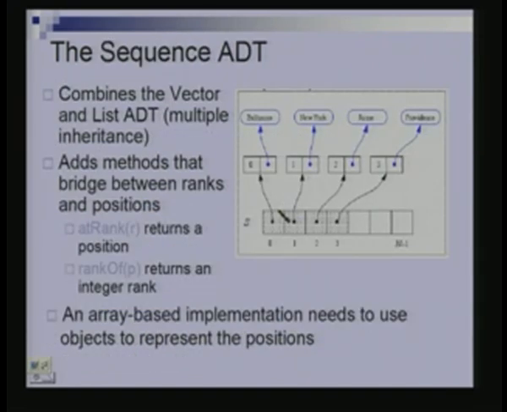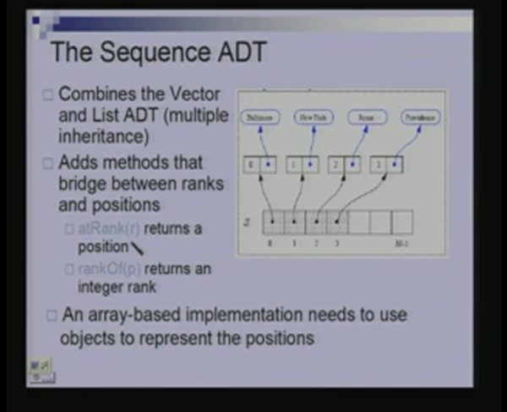And finally, we have the notion of a sequence abstract data type. We have talked of the vector abstract data type, where there is a notion of rank associated with each element. Then there is the list data type, where there is the notion of positions, and the sequence abstract data type has both of these. So, it combines the vector and the list abstract data type. It inherits both of these interfaces. So, it is multiple inheritance, and besides the methods that I listed for the vector and list abstract data types, it has two additional methods which help you go from one to the other.